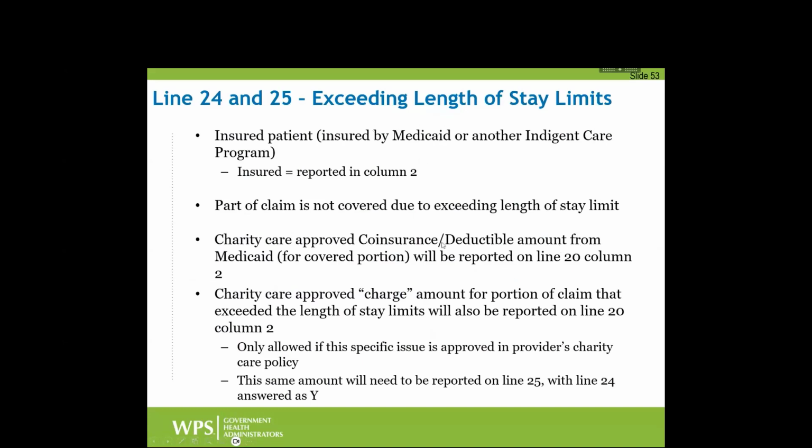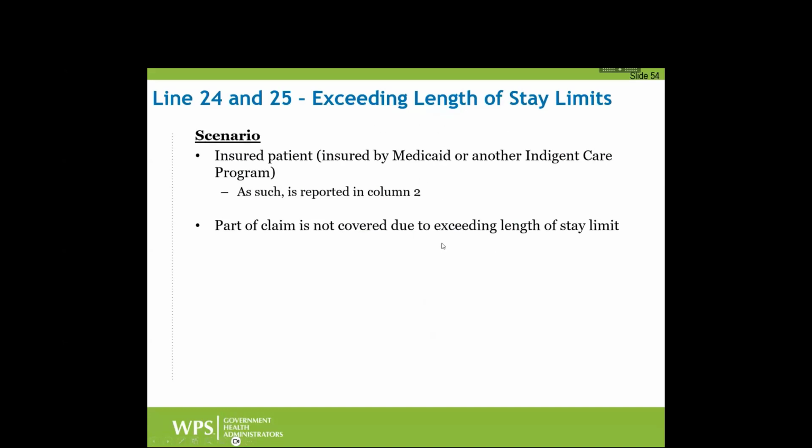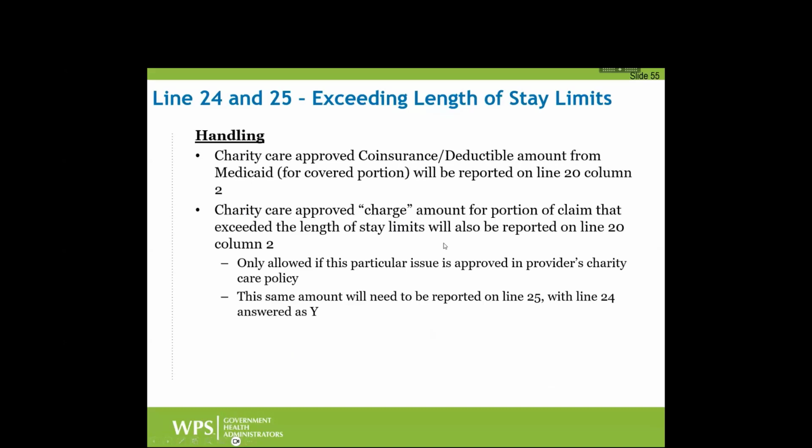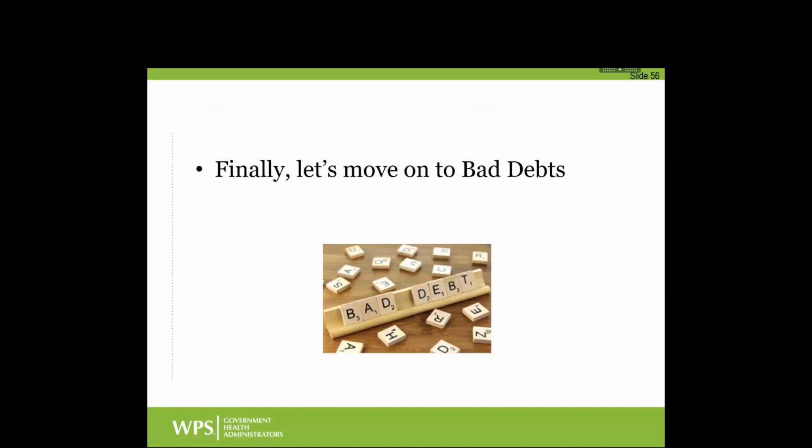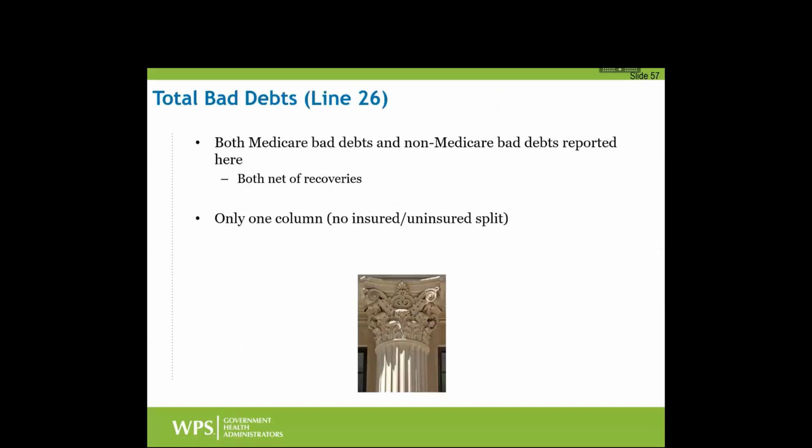And there's more detail about that. Let's see, it's that same thing, line 24, line 25. So now we'll move on to bad debts. And I touched on this quite a bit earlier, but it's both Medicare and non-Medicare. They both have to be net of recoveries.